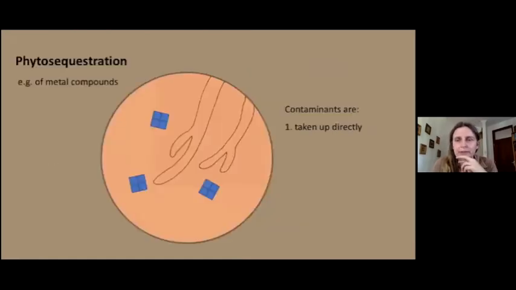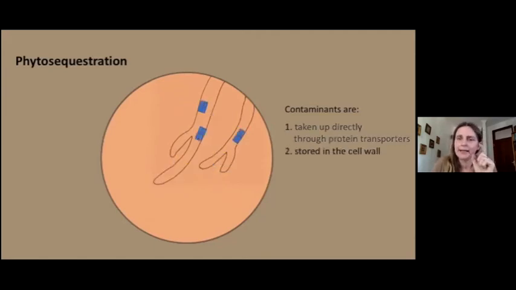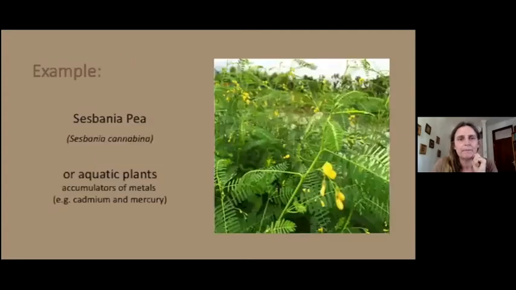The difference between phytoextraction and phytosequestration is that the contaminant, like metal compounds, is not first dissolved, but taken up by the root directly. That is possible through protein transporters in the root wall. They actively take the contaminant in and then store it in the cell walls. An example for such a plant is the Sesbania pea, but many aquatic or semi-aquatic plants are also very effective in this.